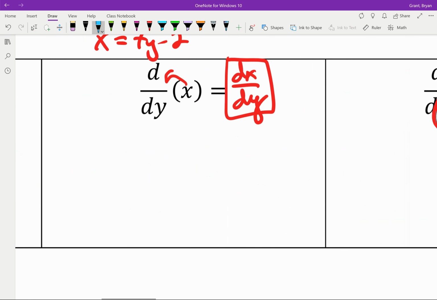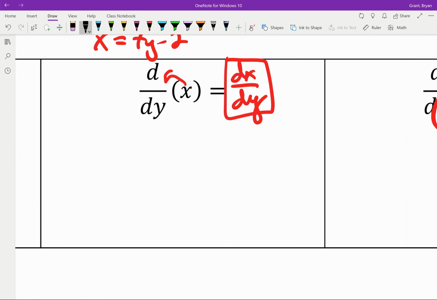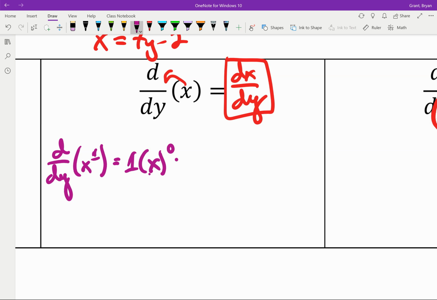Okay, let's look at two more. d dy of x. Well, let's see. d dy of x to the first power. Okay, this becomes 1 times x to the 0th times the derivative of x with respect to y.